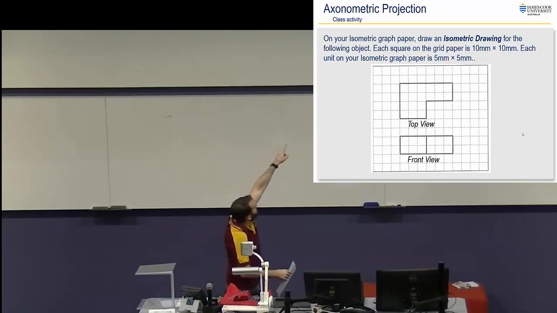The measurements on those squares are 10 by 10 by 10. The measurements on these squares are 5 by 5 by 5, right? So if I say that that's, what is that, 6 wide, I'll need to go 12 little triangles wide on this. That's one small complexity that will make you think a little bit, okay?